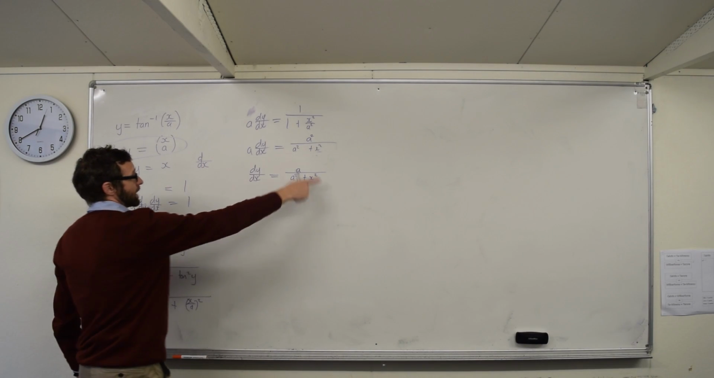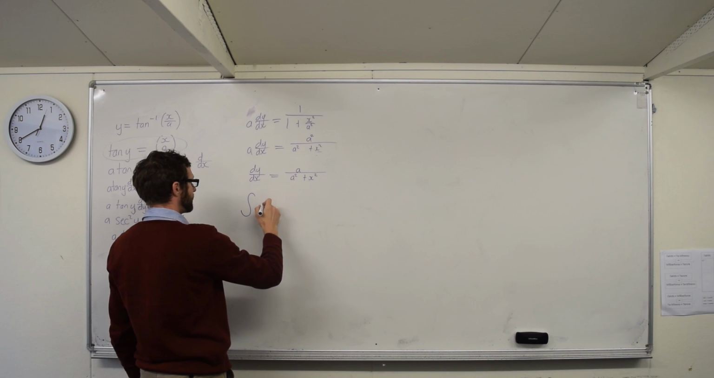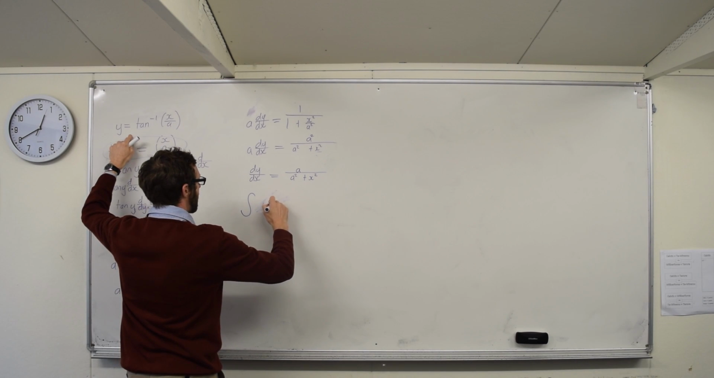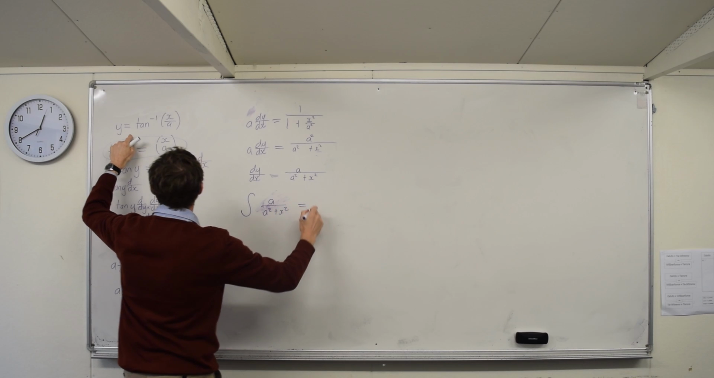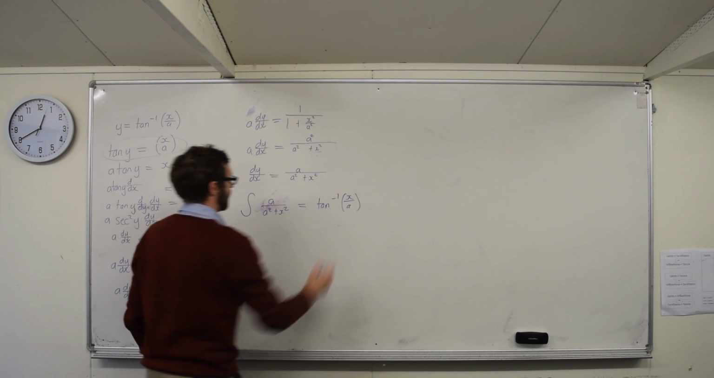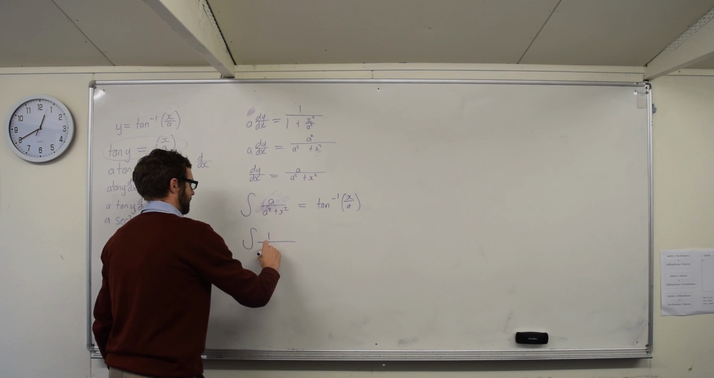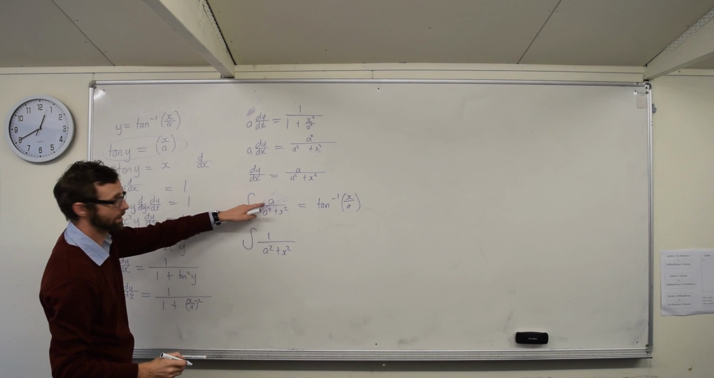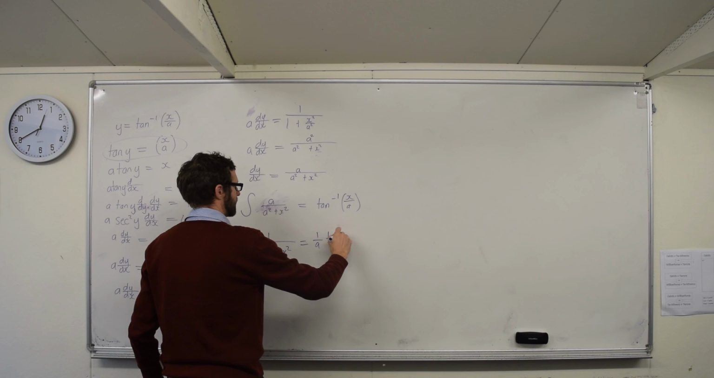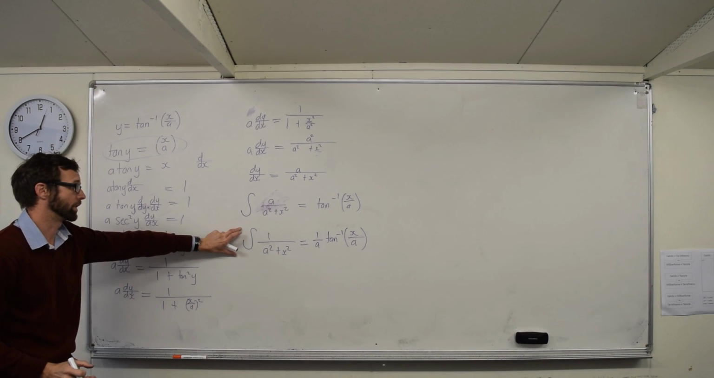So this leads us to the rule that we're going to learn, and you are given this rule: the integral of a over a squared plus x squared is equal to tan inverse x over a. You're not quite given this, you're given something slightly different in the exam. The difference is you've got rid of that a, so it's going to be 1 over a. This is a formula that will be in your formula sheet.